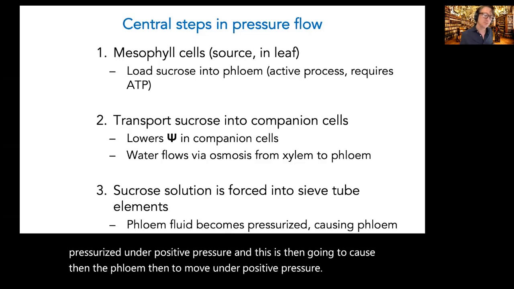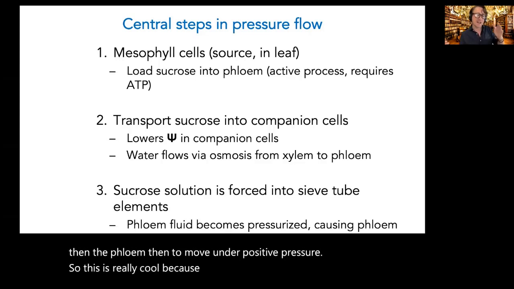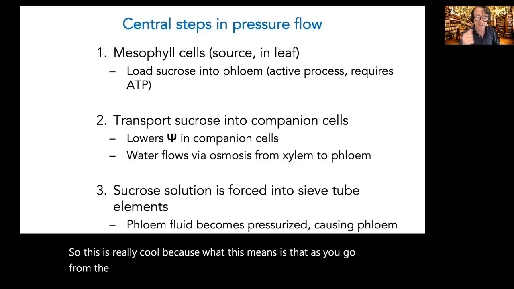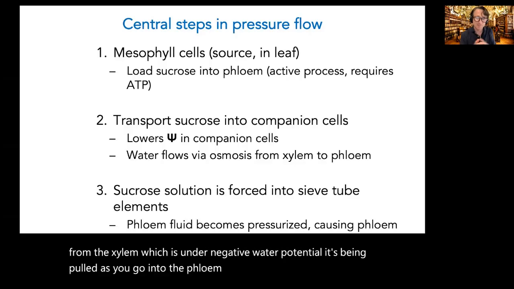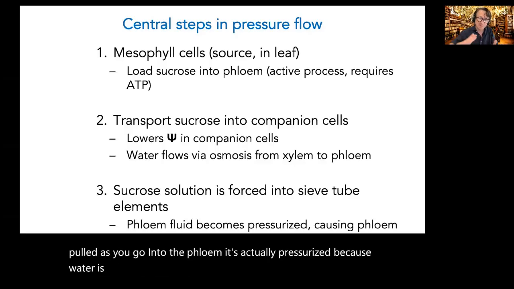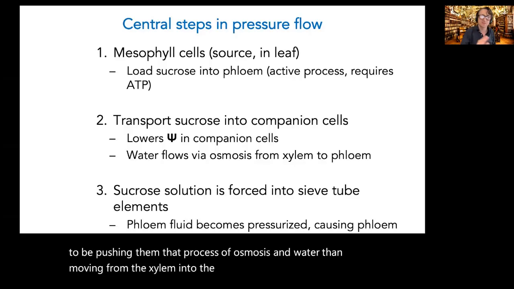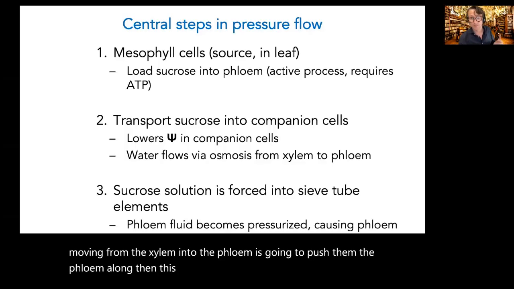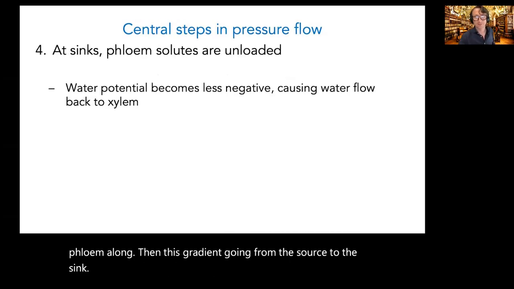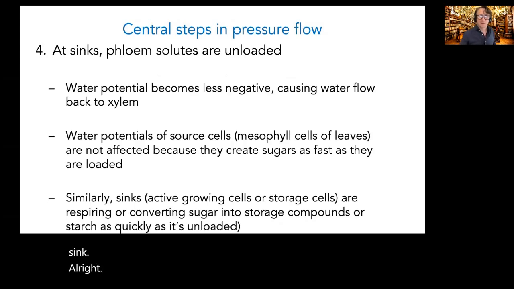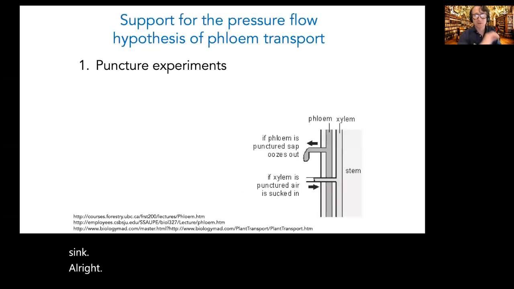Right? So this is really cool, because what this means is that as you go from the xylem, which is under negative water potential, it's being pulled. As you go into the phloem, it's actually pressurized because water is actively flowing into it, and because of which we're going to be pushing that process of osmosis. Water moving from the xylem into the phloem is going to push the phloem sap along this gradient going from the source to the sink. Ingenious. All right. So good animations, check it out in your own time.